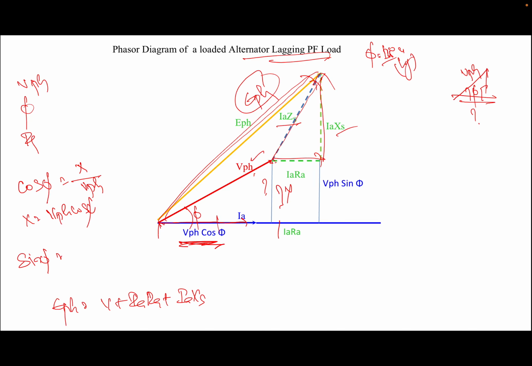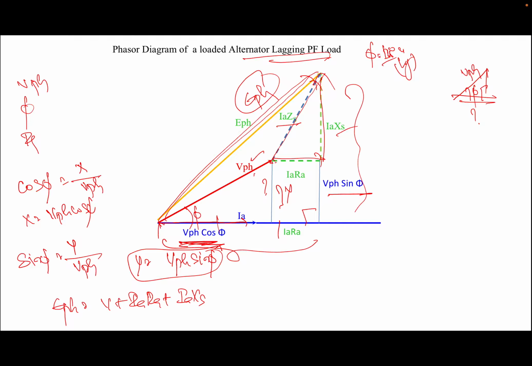I am writing it as y here. Y by, what is this value here? Hypotenuse is V phase. Y equal to V phase into sin phi. So this value I am writing as sin phi. Okay, so I am trying to find out the same thing here. Again, this is also in the right angle triangle.